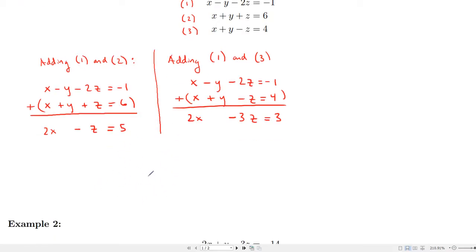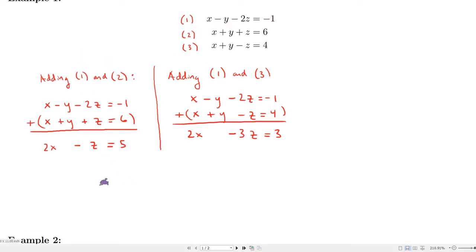We can use any of the techniques that we had before, but let's stack these. So now we have 2x minus z equals 5, and 2x minus 3z equals 3. What could we do here? We could either use a substitution method or we can do elimination. Do you notice that if I were to negate this second equation here, then I will get a negative 2 here, and then I should be able to eliminate the x's. So let's just do that.